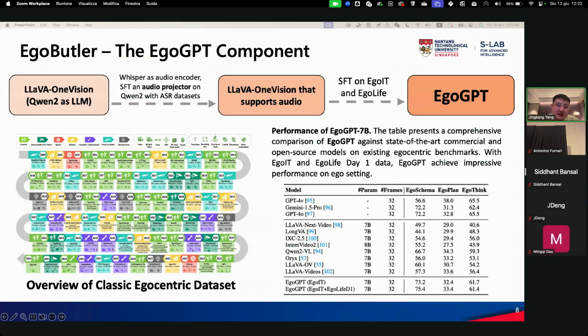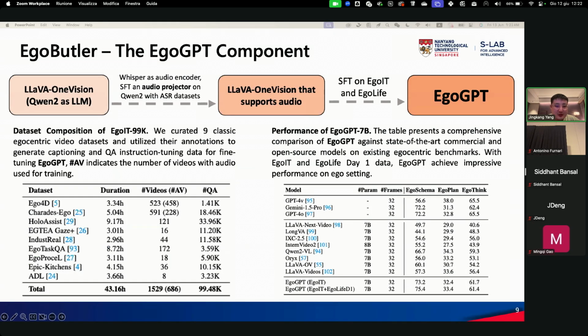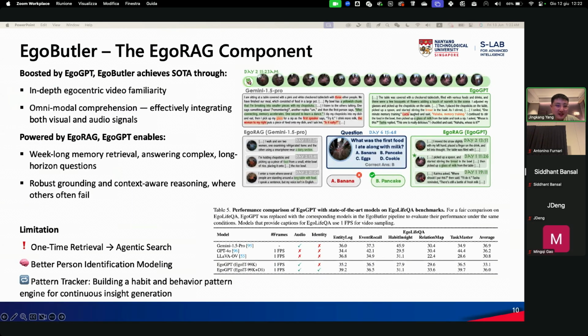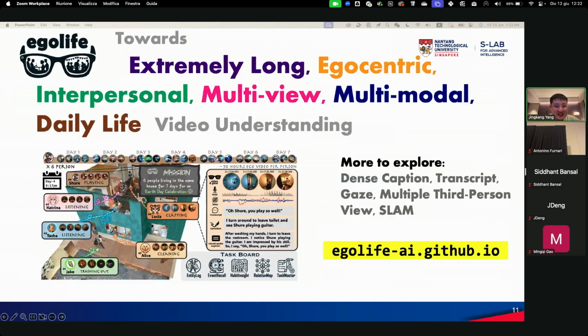We're going to skip this, and I think that's pretty much the talk because of the time limitation. If you want to explore more about this project, please visit this website. Thanks.